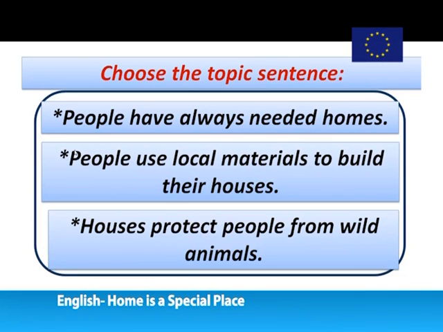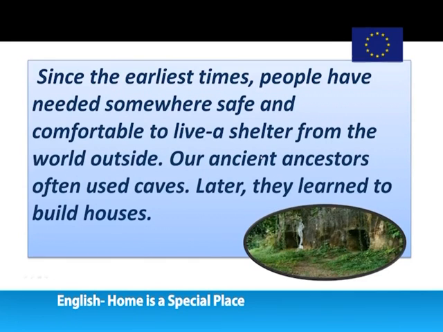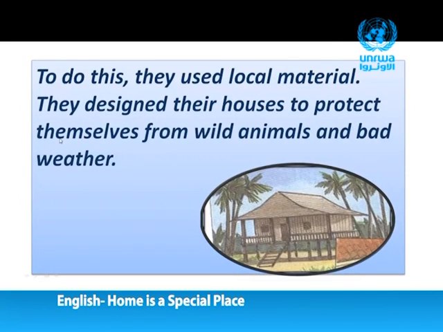Houses protect people from wild animals. Since the earliest times, people have needed somewhere safe and comfortable to live, a shelter from the world outside. Our ancient ancestors often used caves. Later, they learned to build houses. To do this, they used local material. They designed their houses to protect themselves from wild animals and bad weather.